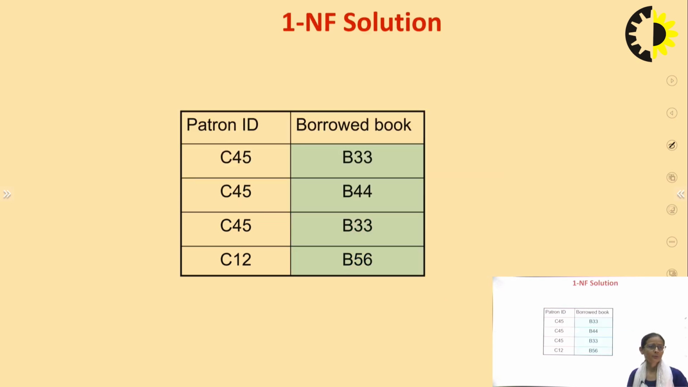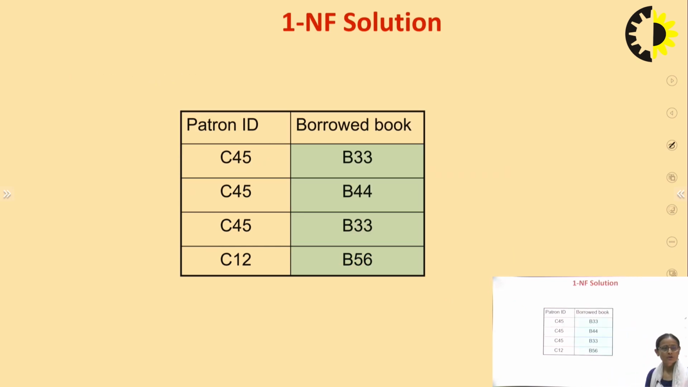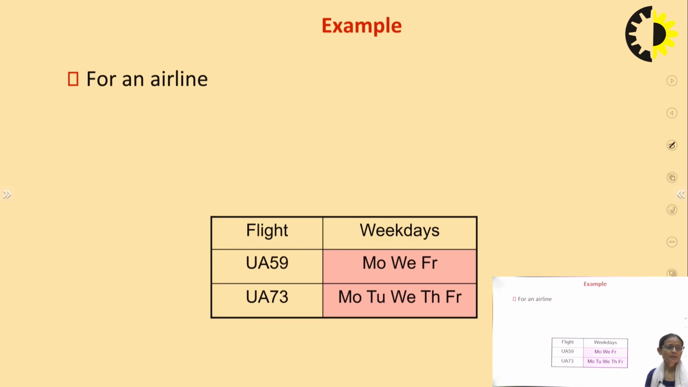So how can we bring the table into 1NF form? This is one of the solutions through which we can convert our table into 1NF. With this patron ID we have associated these values separately, like this. Now my table is in 1NF form, but now this patron ID is not serving as a primary key.